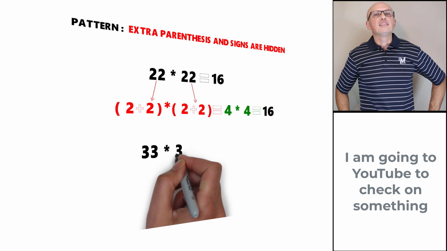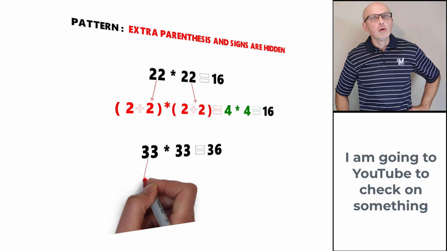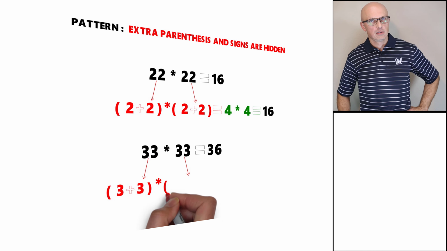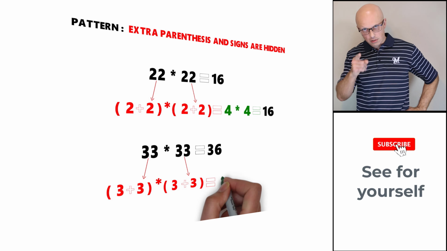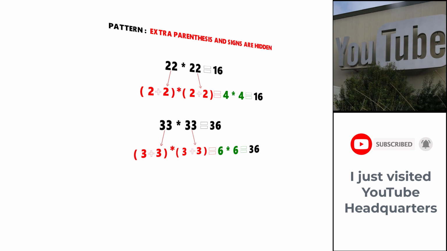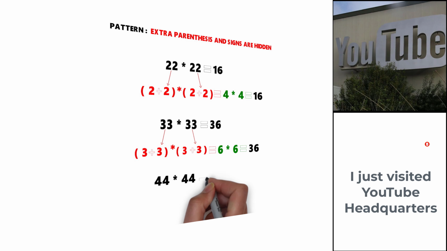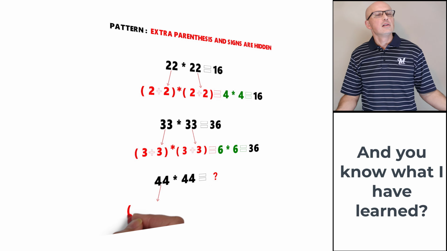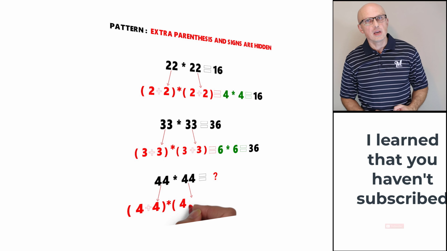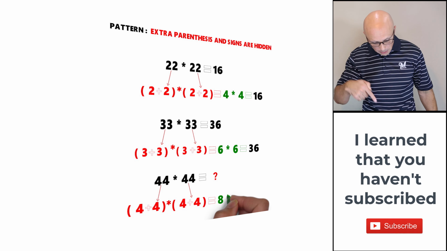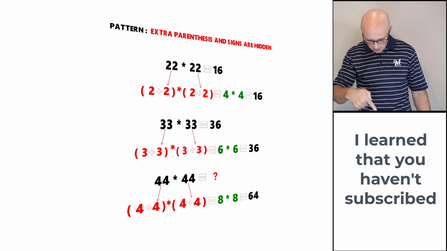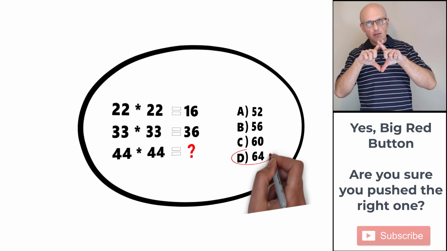Same thing with 3 by 3. If you add in parentheses 3 plus 3, multiplied by another set in parentheses 3 plus 3, you will be multiplying 6 by 6 and the result will be 36. So the correct answer here is the set in parentheses 4 plus 4 multiplied by another set in parentheses 4 plus 4, which would be multiplication of 8 by 8, and the end result of this would be 64. So the correct answer here is choice D, 64.